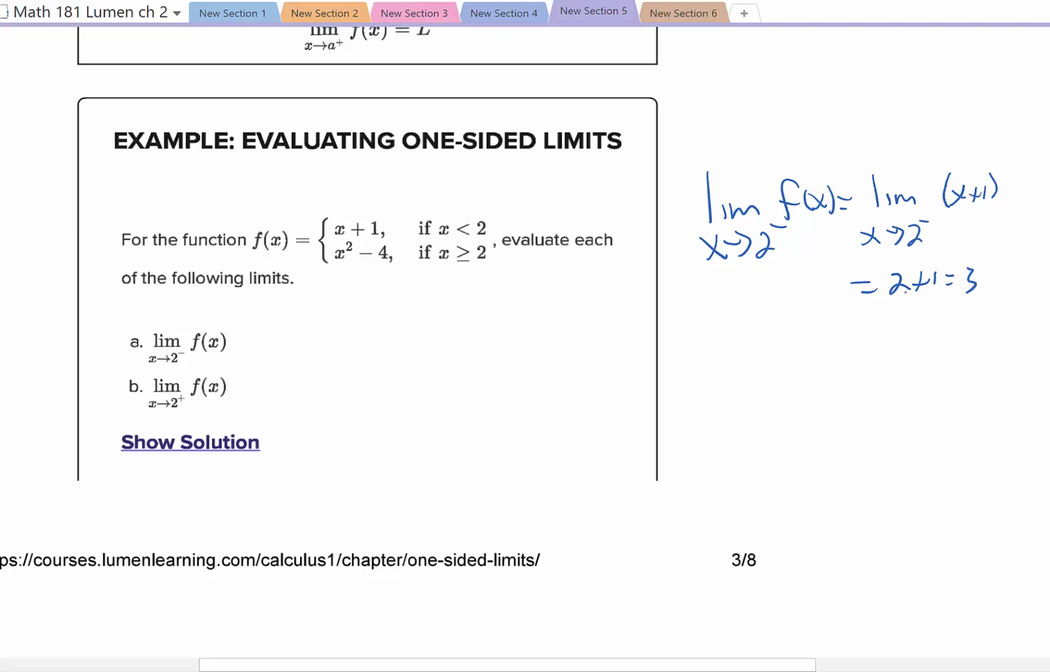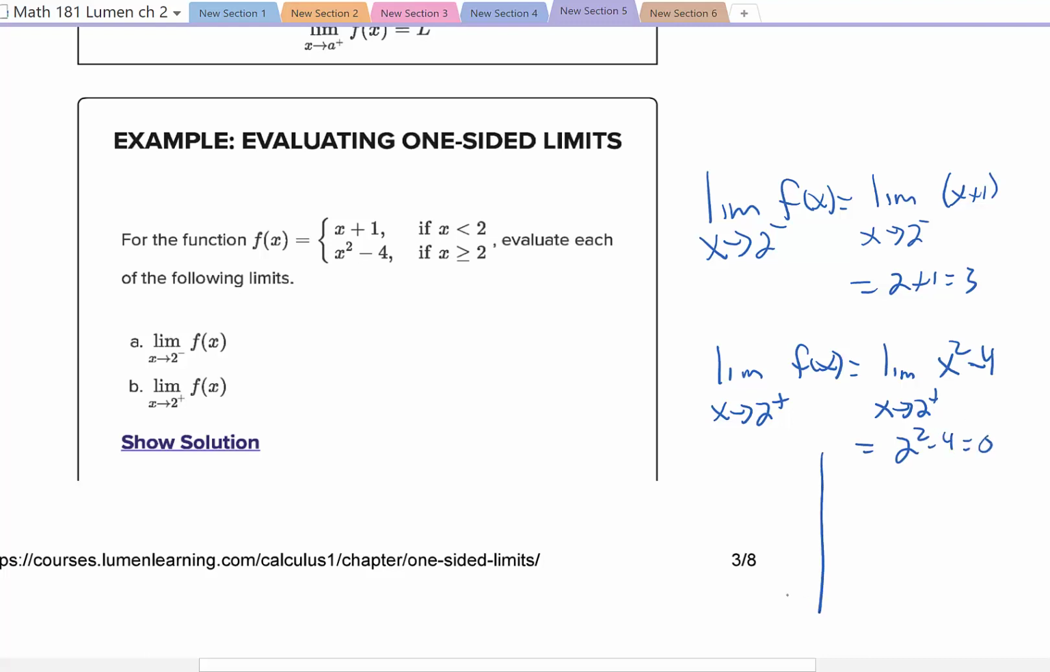Then if we look at it from the right side, the limit as x approaches 2 from the right side of f of x is essentially looking at the limit as x approaches 2 from the right side of x squared minus 4. So that's going to be 2 squared minus 4, which is 0.